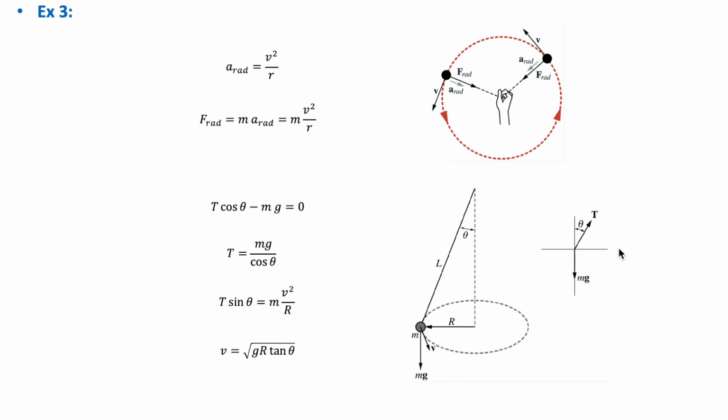And along the x direction, we have only one force, which is equal to T sine theta, and it is equal to the centripetal force that is keeping the mass in its circular path. So we get this equation, and from these two, we get the equation for the speed of the mass, which is constant. So the velocity of the mass is constant in magnitude, but is changing its direction continuously.